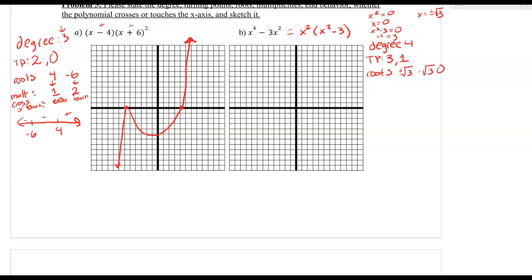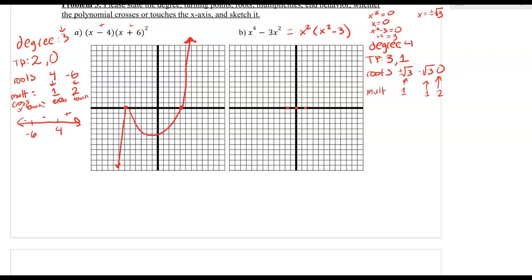Alright, so my 0 has a multiplicity of 2. My square root of 3 has a multiplicity of 1. My negative square root of 3 has a multiplicity of 1, because that's only going to show up in my answers once. Alright, so it should be like 1.7-ish, which is about here. And here, other than that, it's 0.